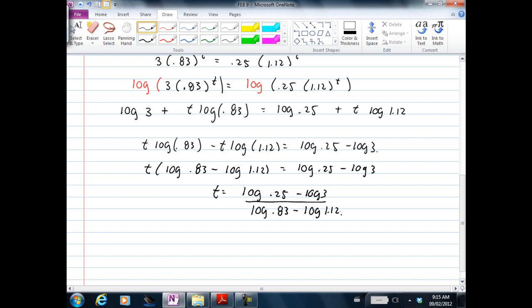Number 12. This is the same question, same technique for number 27. So a lot of you say, Mr., I'm stuck on 12, I'm stuck on 27. What do I do? This is what you do. It's the same as 27. Same concept. You create two equations, set them equal to each other.